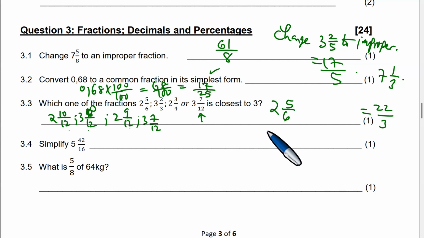And because 2 and 5 out of 6 is the same as 2 and 10 out of 12. Next, simplify 5 and 42 out of 16. What's the simplified answer, Lindsay? So is it 21 over 8? Let's check.